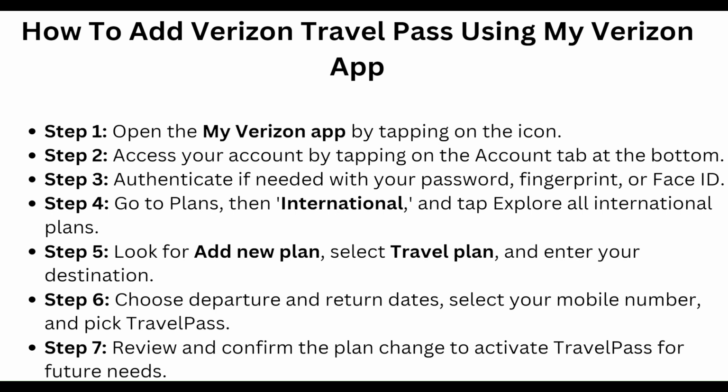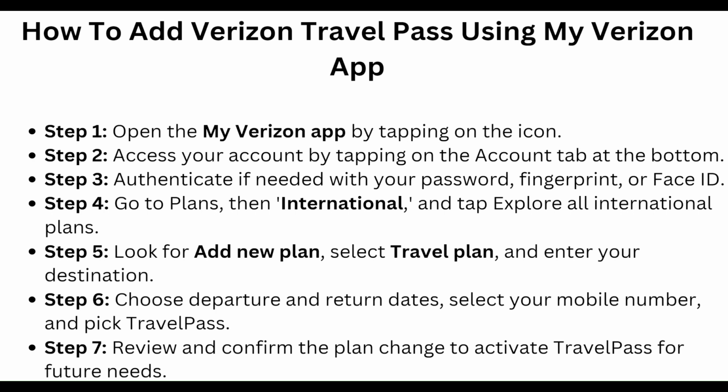First of all, you have to open the My Verizon app by tapping on the icon, and then access your account by tapping on the account tab at the bottom. And after this, authenticate if you need to with your password, fingerprint or face ID. And then go to plan, then international, and tap explore all international plans.